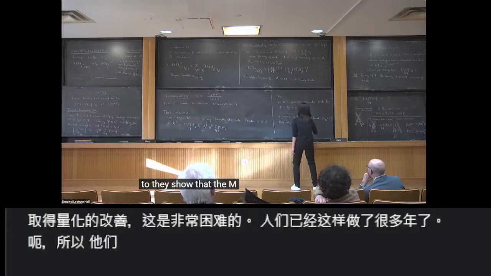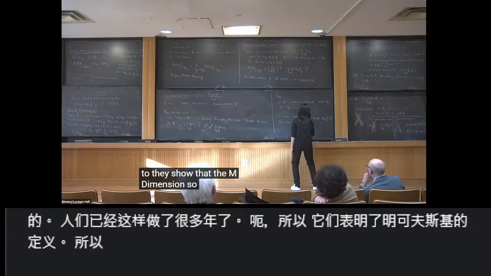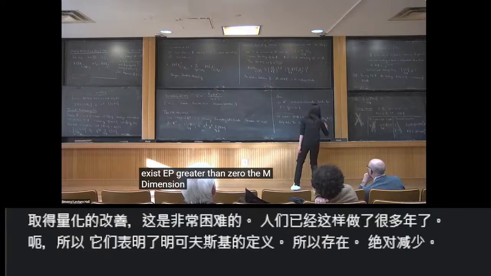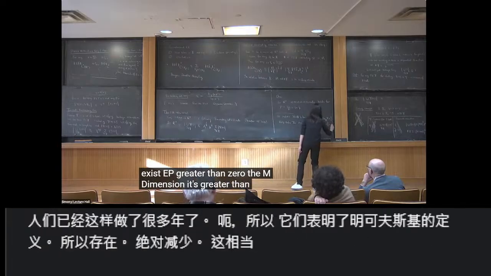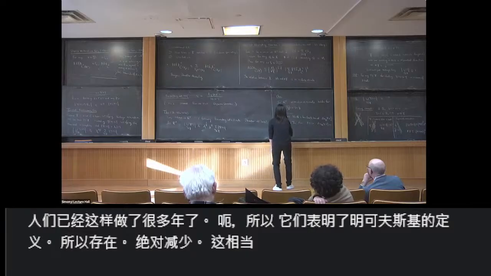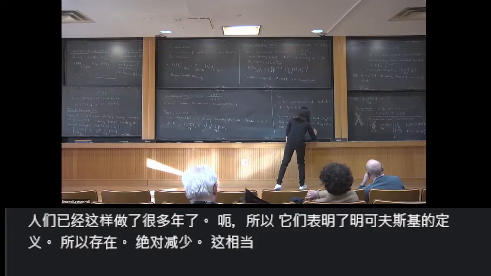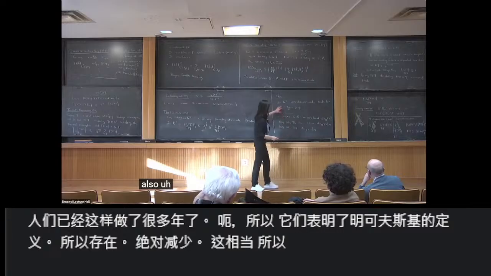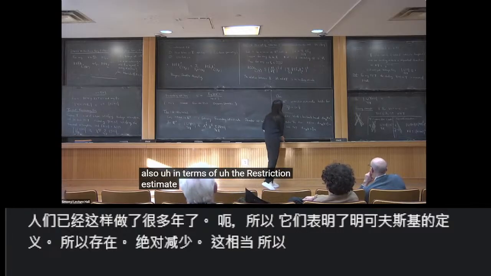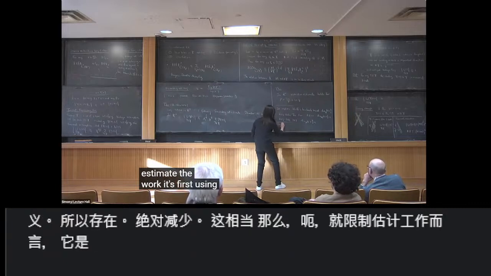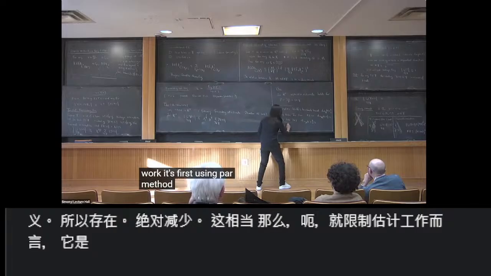They show that the Minkowski dimension is greater than epsilon, for some epsilon greater than 0. Also, in terms of the restriction estimate, the previous work is both using a polynomial method, so p greater than.